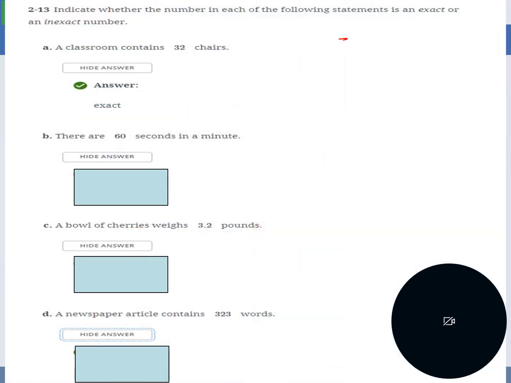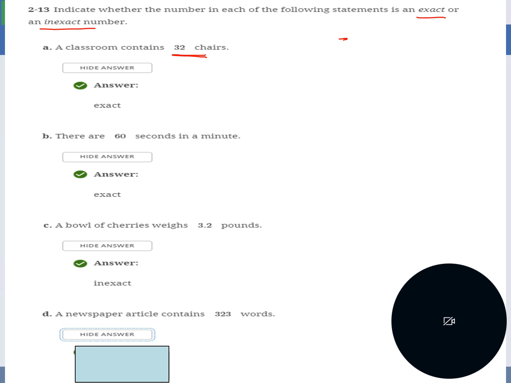Here's another learning check. Again, I encourage you to pause the video and see if you can get whether these numbers are going to be exact or inexact. The fact that we have 32 chairs, that's an exact number. There are 60 seconds in a minute, no question that's exact. A bowl of cherries weighs 3.2 pounds. That's not an exact number. That's a measurement, and there is always some uncertainty in there. A newspaper article contains 323 words. That's exact.